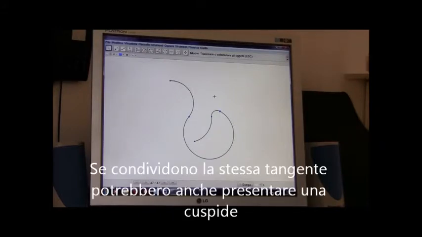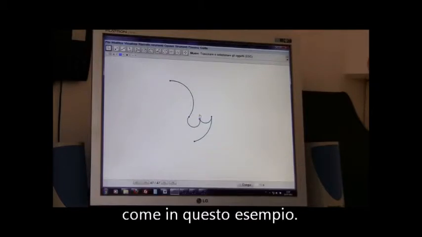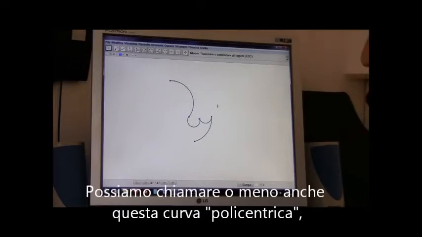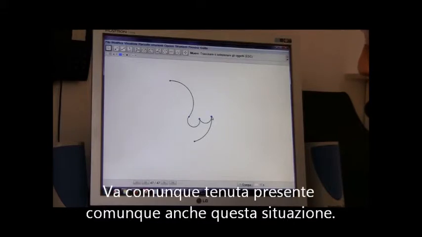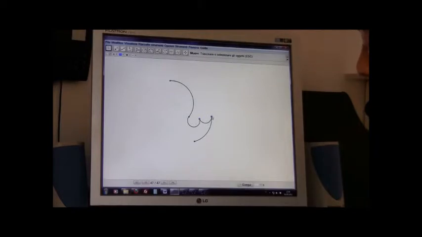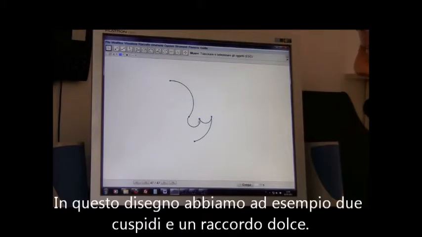When they do share a common tangent, they could also have cusps. So, for example, something like this. You might want to call it polycentric, you might not want to call it polycentric. To my work, this doesn't really affect anything. But you have to know that when you share a common tangent, you might have something like this, which I think in English is called a cusp. So in this case you have a cusp here, and a smooth connection here.